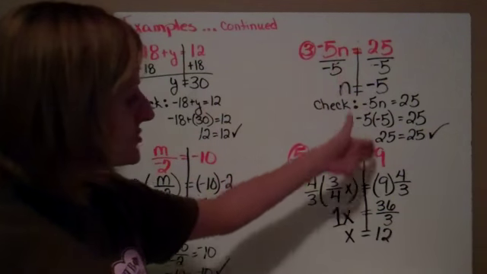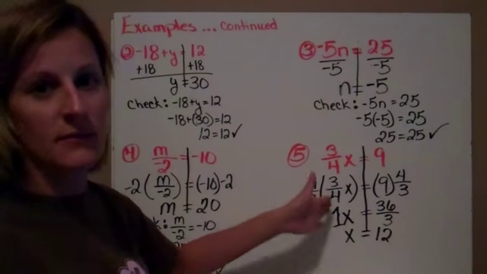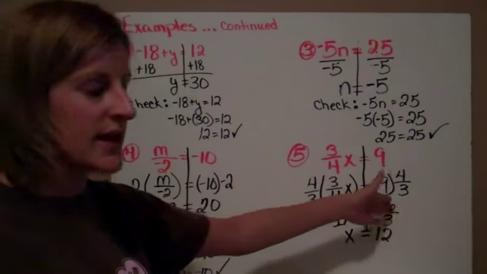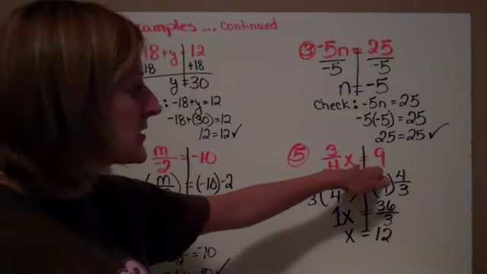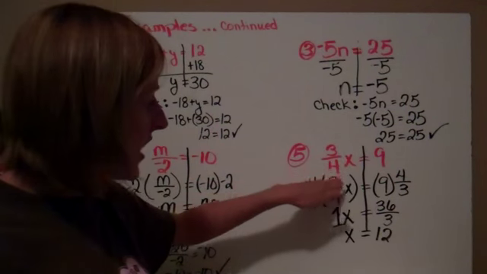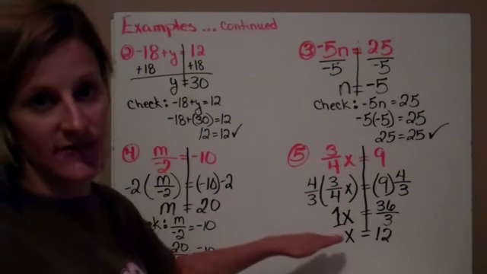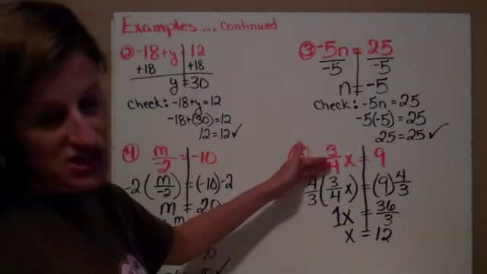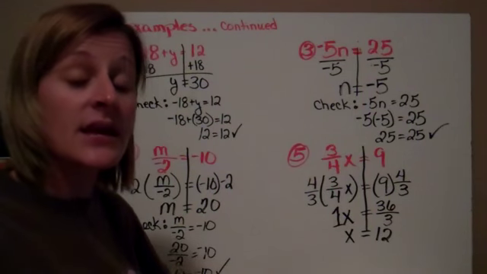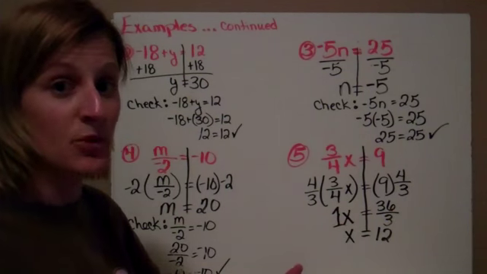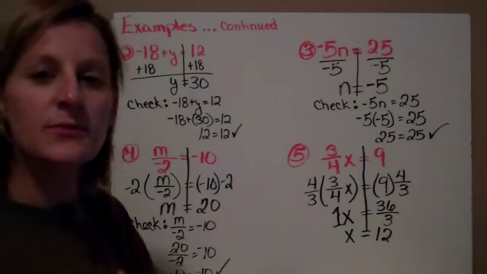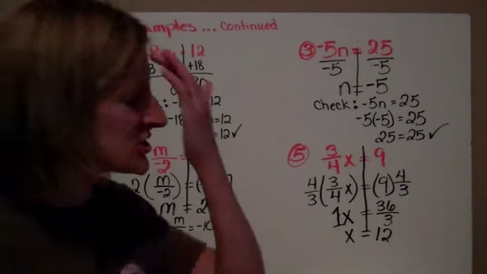This last one, I need to draw my line because I definitely need to make sure what I do to one side, I do to the other. Now, I have 3/4 times x equals 9. To undo multiplication is division. But when I have a fraction, I can basically just flip the fraction, do the reciprocal, and multiply. Because that's really what you're doing when you're dividing fractions.